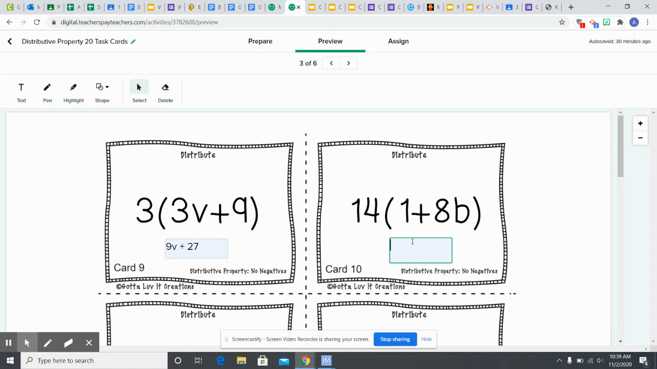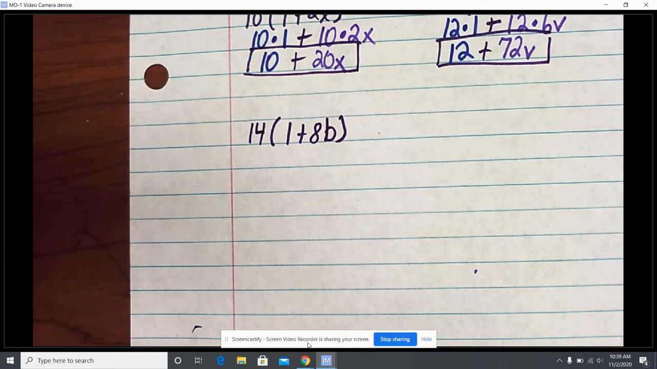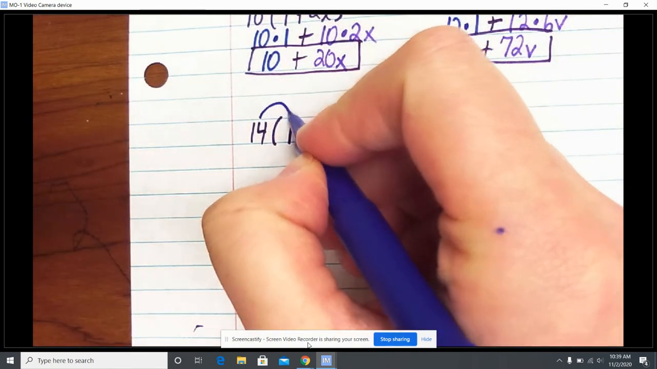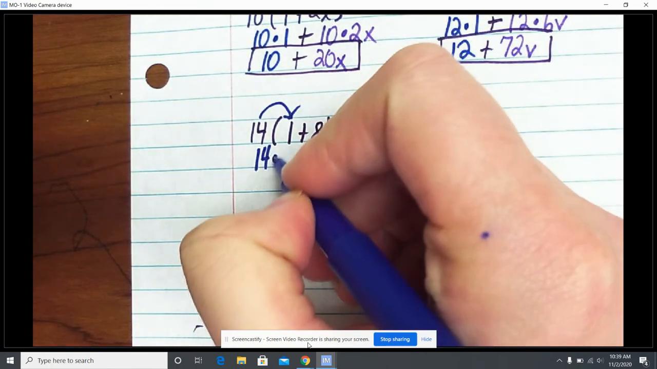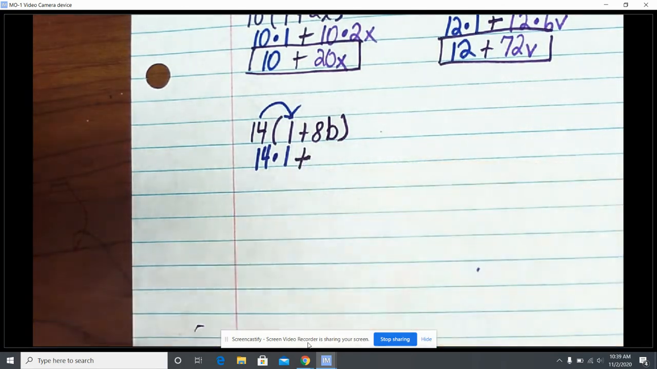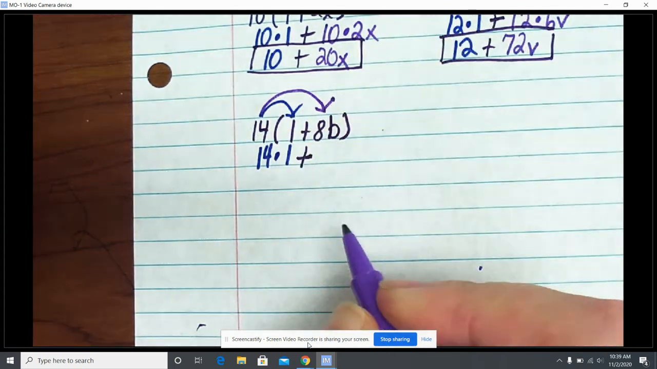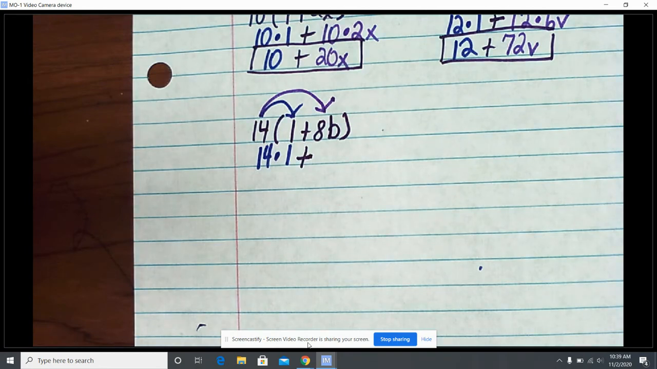All right, and the last one I'm going to work with you all. So I've got 14 parentheses 1 plus 8b. Okay. So remember, first I distribute out my 14 with my 1, which means I'm going to take 14 times 1, and then plus, then distribute out my 14 with my 8b, which means I'm going to be taking 14 times 8b.